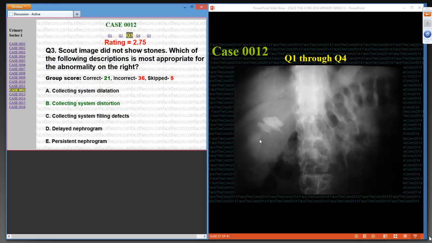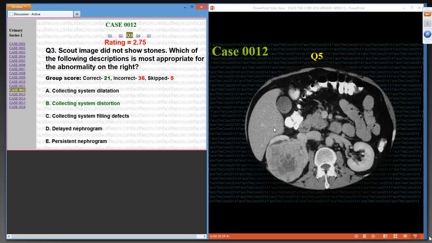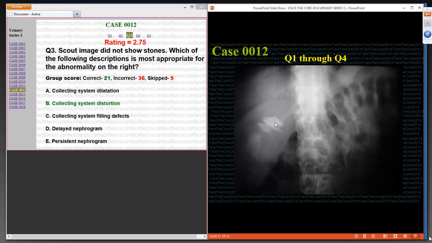How do we know that it is not dilated? Because if you look at this, if this was dilated, it would be much more bright to contain that much contrast within it. So a large collecting system with less contrast means it is being compressed, not dilated. This is not a delayed nephrogram or a persistent nephrogram. We have not reached that point yet.